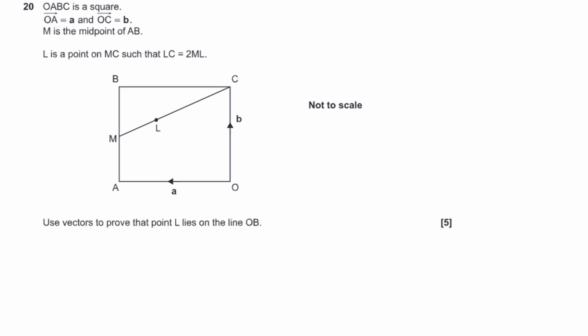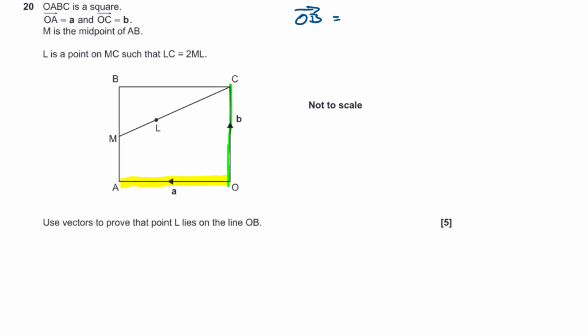So we've got our 2 vectors O to A and O to C, which are clearly marked. So there's my vector A, and there's my vector B. So I want to use vectors to prove that the point L lies on the line OB. Well, what is the vector O to B to start off with then? To prove that it lies on OB, we need to find out what OB is. So the vector O to B then, what's that?